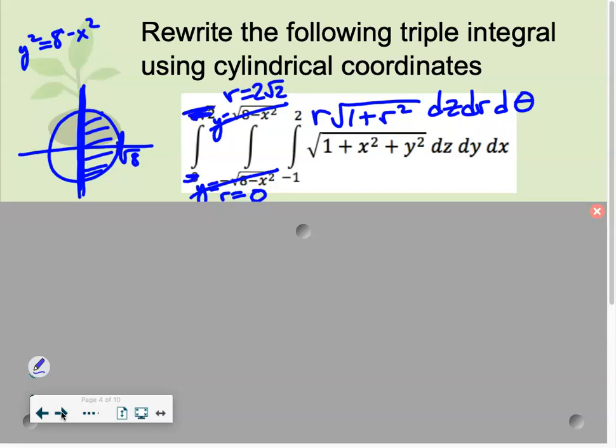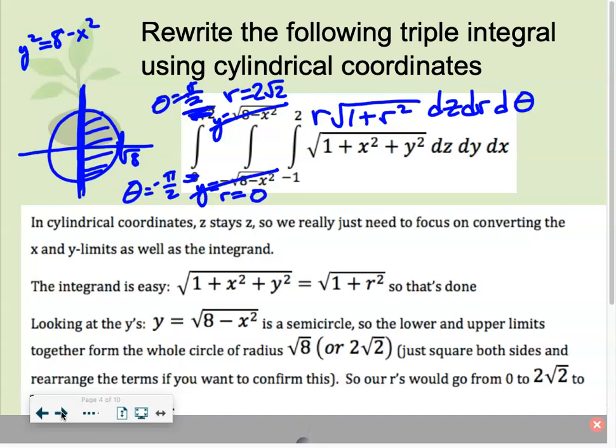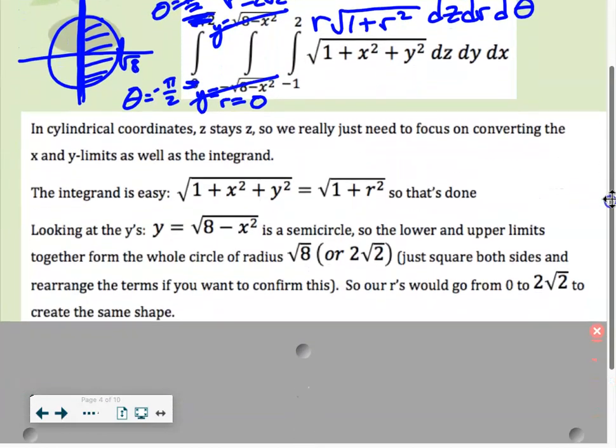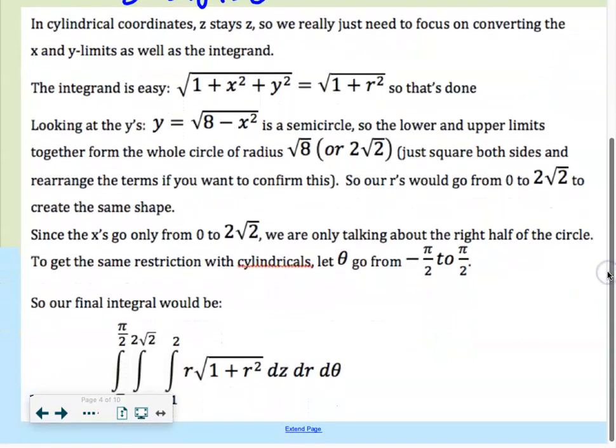And then to produce this semicircle, what theta values should we use? Negative pi halves to pi halves. Okay, so that's me just talking a whole bunch. Where's the answer? It's somewhere in here. There it is.